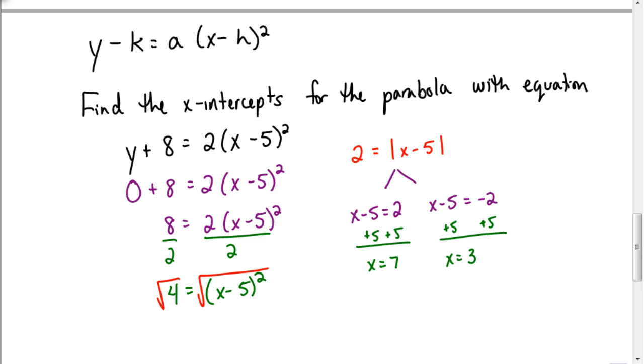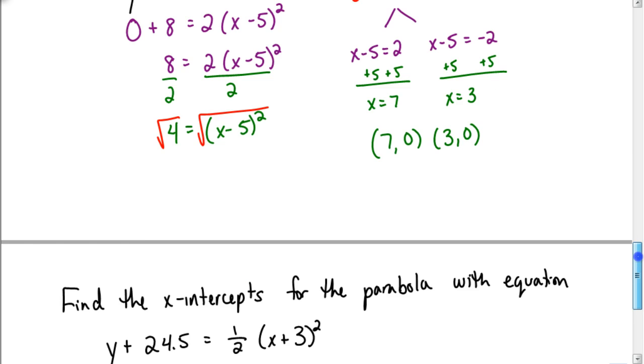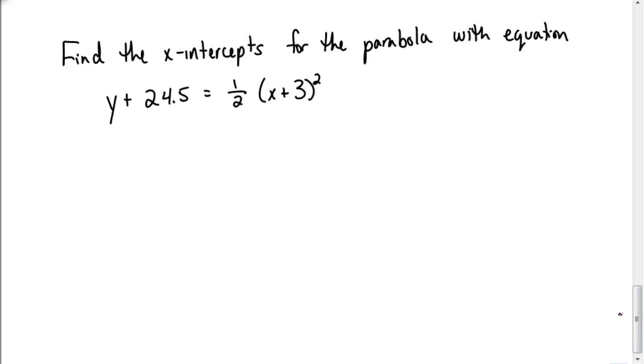So my x-intercepts are where x is 7 and where x is 3. Now remember, these are coordinates. So my x-intercept would be the coordinate (7, 0), and the other x-intercept would be the coordinate (3, 0), because remember, the reason why y is 0 is because that's the case for an x-intercept. So I want you guys to see if you can find the x-intercepts for this parabola. So why don't you go ahead and pause the video and hit play when you're ready to check your answer.